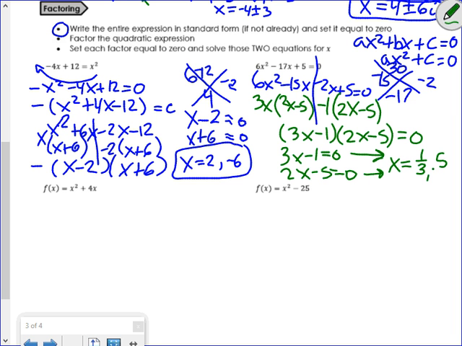Which is 5 divided by 2. So they give me the decimal rounded to at least 2 decimal points, or give me the fraction, and that will be half. Questions so far? Yes.